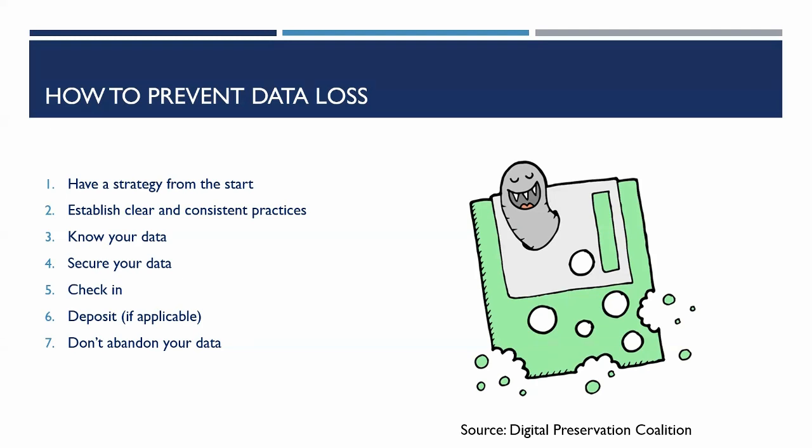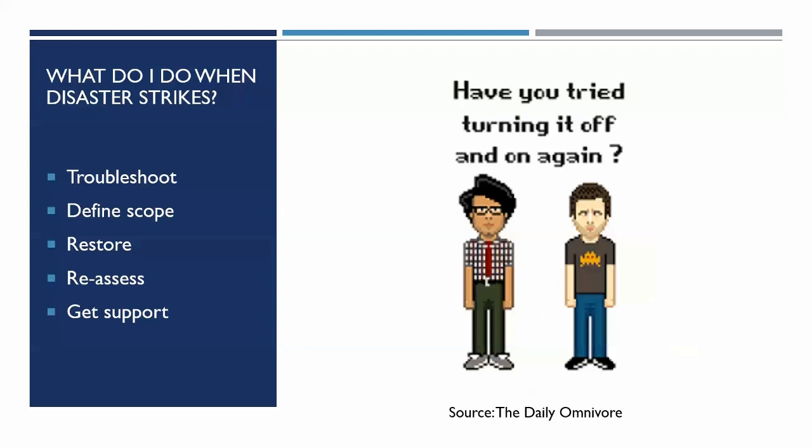And if something does go wrong, you can start by troubleshooting the issue. If you connect your hard drive to your computer and nothing happens, you can troubleshoot that. Maybe it's a small error that can be resolved just by disconnecting and reconnecting the drive or restarting your computer.